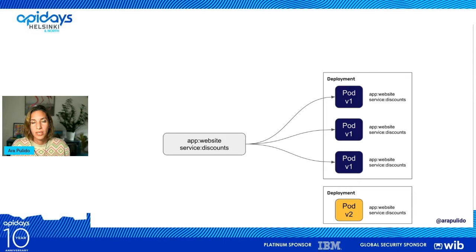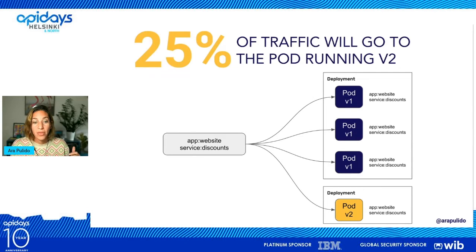So at that point, our service says, okay, I have a new potential pod, a potential endpoint for my service because it has the same labels, although it's running a different piece of code. At that point, you're already doing some progressive delivery because 25% of the traffic is already going to version 2. And at that point, you can gather data, gather metrics, make decisions. So this is really a very, very simple way to start doing canary deployments.